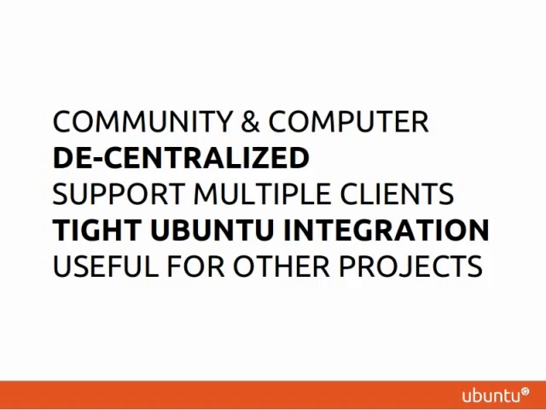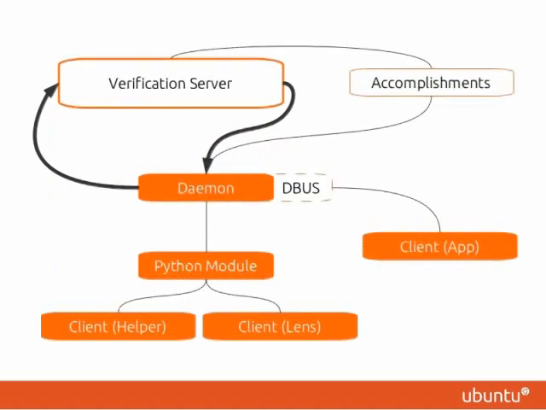So I fleshed this out into a flow chart that looks like this, a structure of how logically this would work. And let me explain how this works. At the bottom you can see we have these clients. So you could have the helper application, which was the little GUI app that I showed you in the mockups earlier on, or you could have the lens. And these clients can talk via a convenience Python module to a daemon.